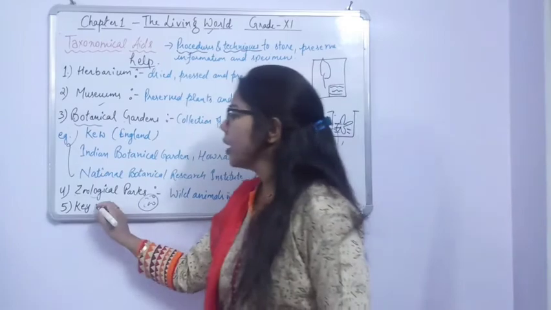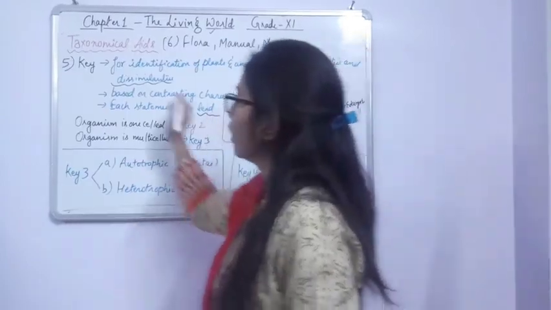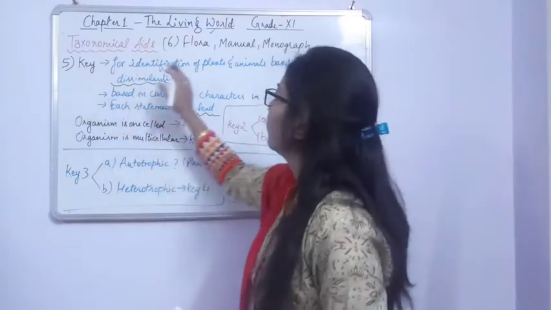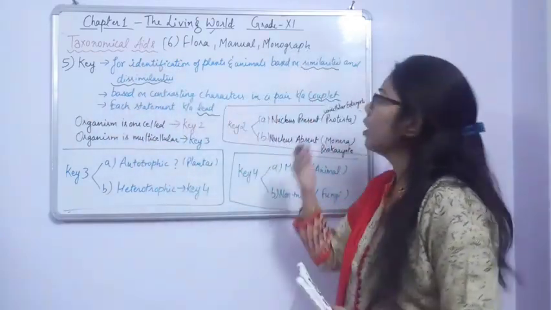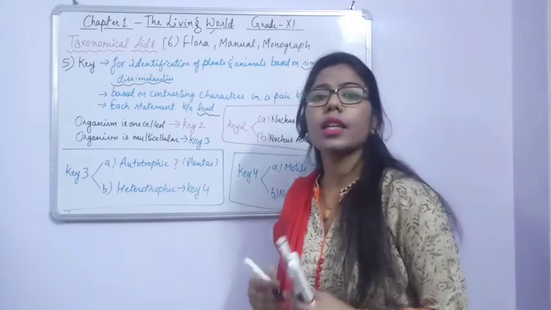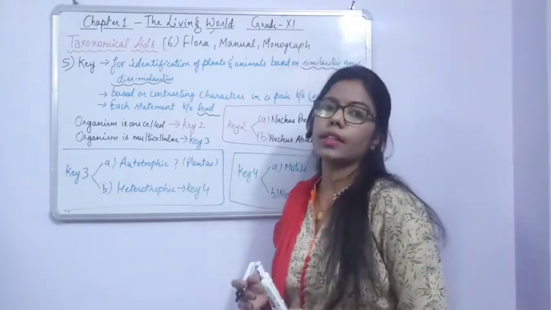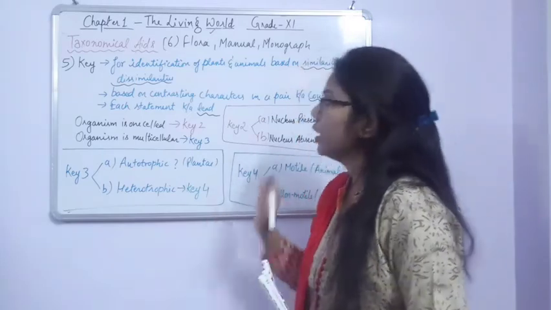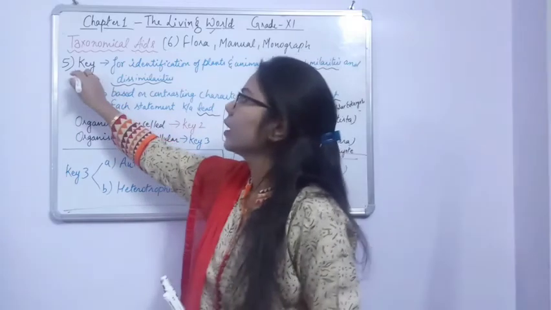Another one is the key. Now key is what? It's another taxonomical aid which is used for the identification of plants and animals. How are we classifying? On the basis of their similarities and dissimilarities. How they are similar to each other and how they are different from each other. Fine. So on this basis we are using key.